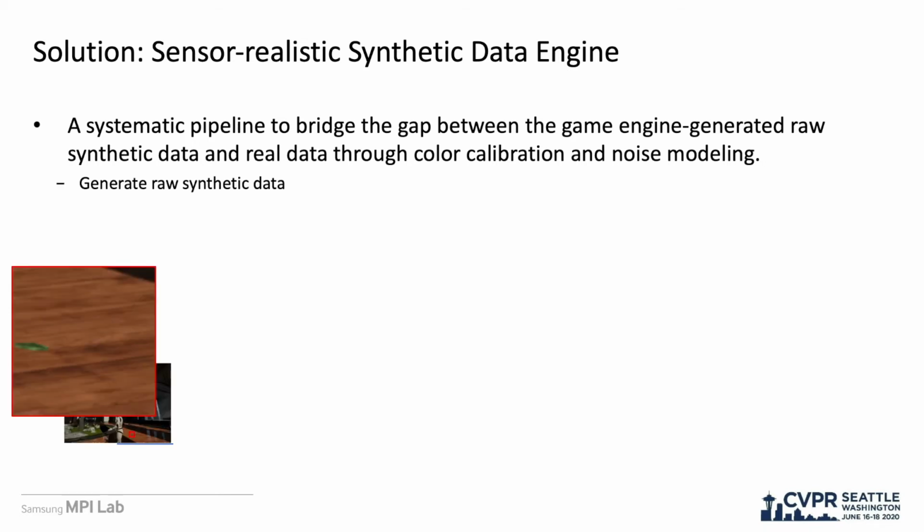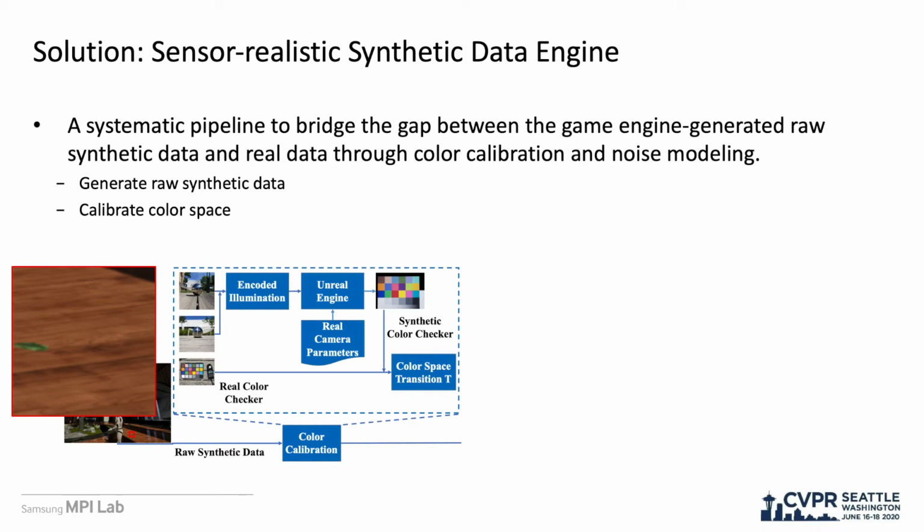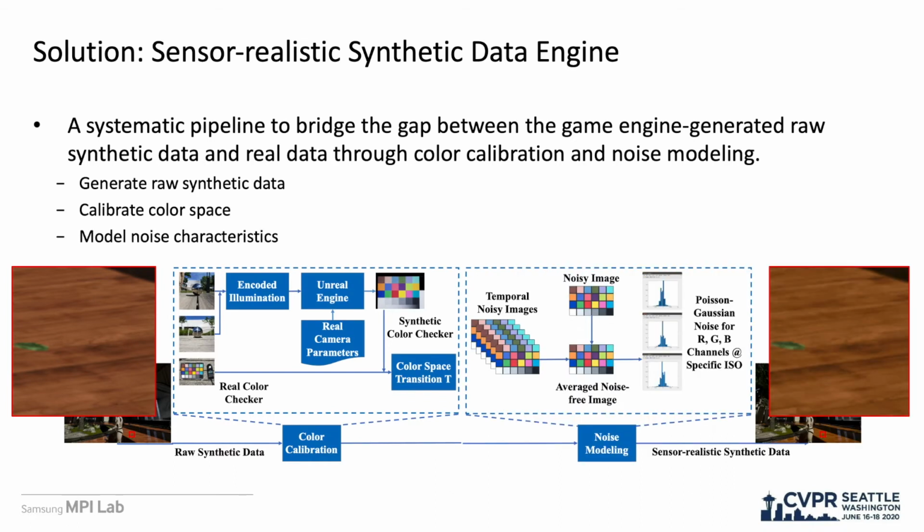First, we generate raw synthetic data from the game engine. Second, we calibrate the color space of the image sensor and apply it to synthetic data. Third, we model the noise of the image sensor and apply it to synthetic data such that raw synthetic data is converted to sensor-realistic synthetic data that can be used for training.